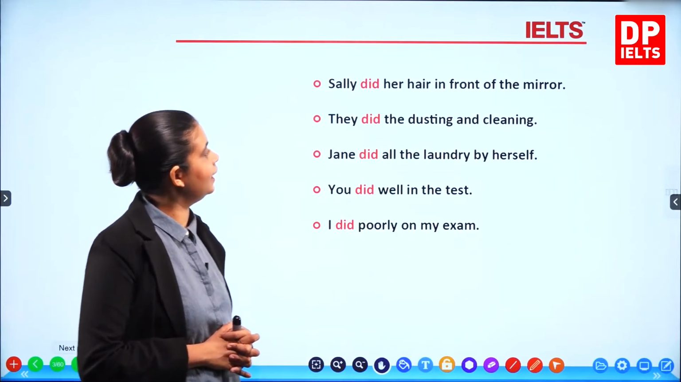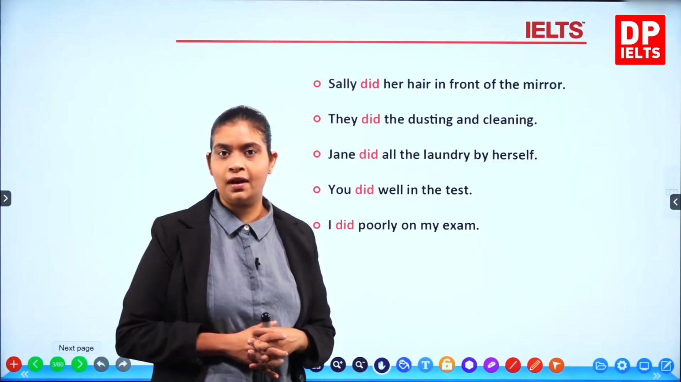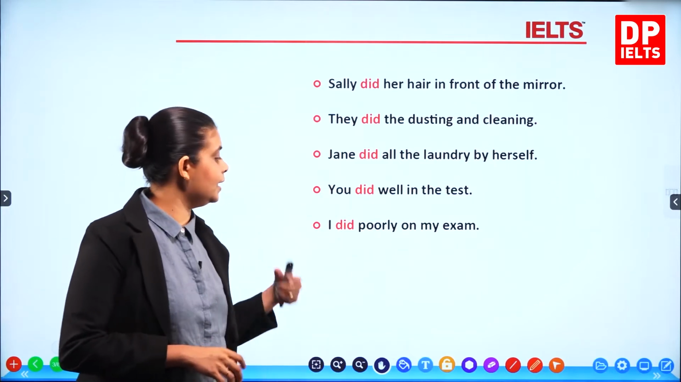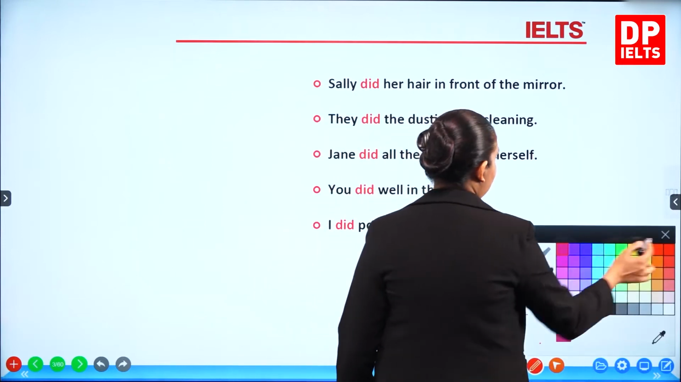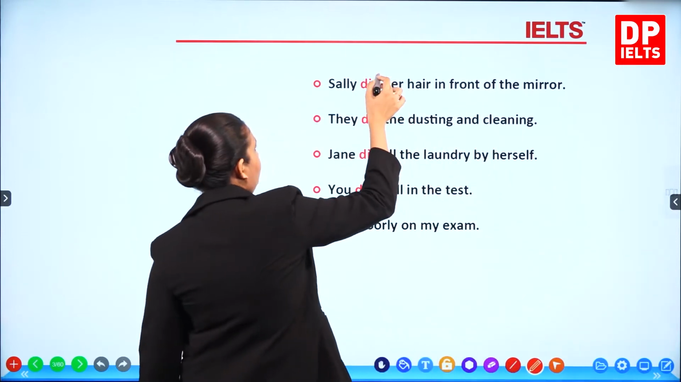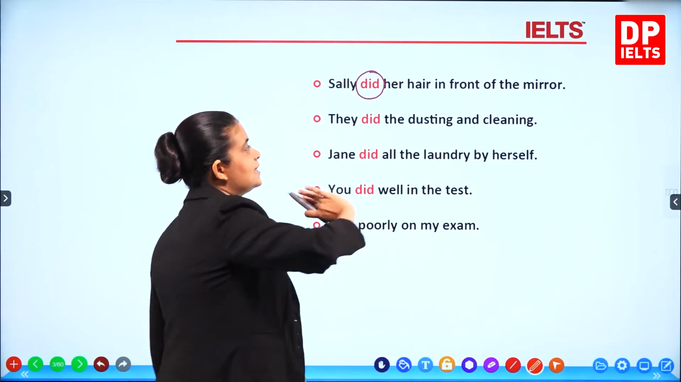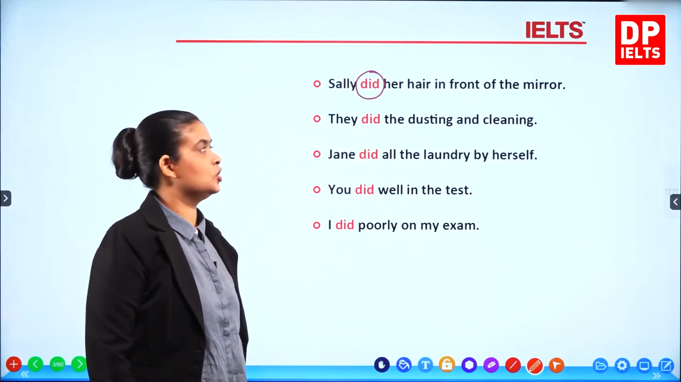Sally did her hair in front of the mirror. So did means she has already done it. Therefore, she has completed the action.